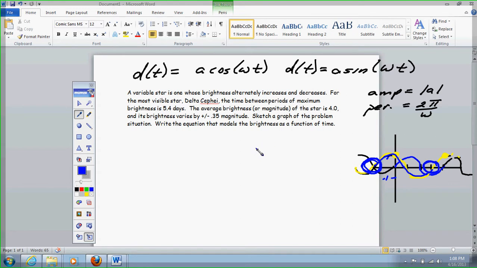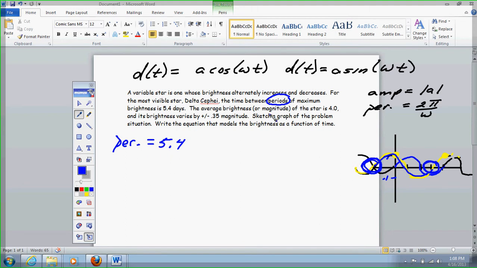Okay, so we have this star, and basically it's getting bright and it's getting less bright, and it's getting bright and it's getting less bright. And it says that the time between these periods of maximum brightness is 5.4 days. Well, it tells you the time between the periods. This time between the brightness, lack of brightness and more brightness of the star, this is the period. So that tells me that my period is going to be 5.4.